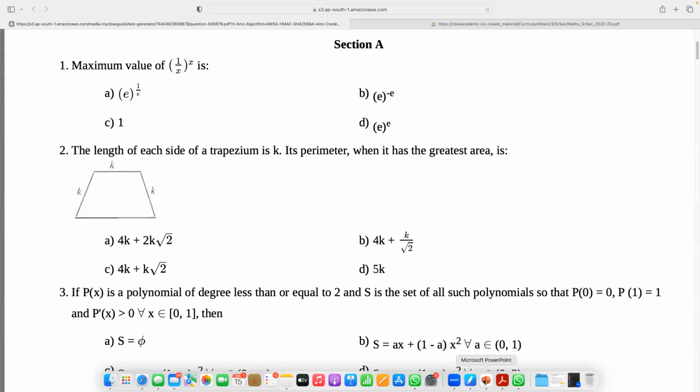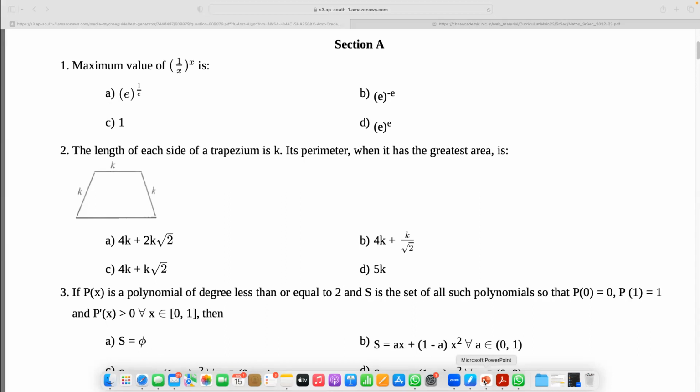Is there anyone who's not confident in how to solve these kind of statement problems? Sorry? So listen.